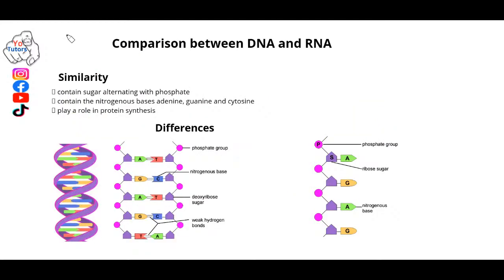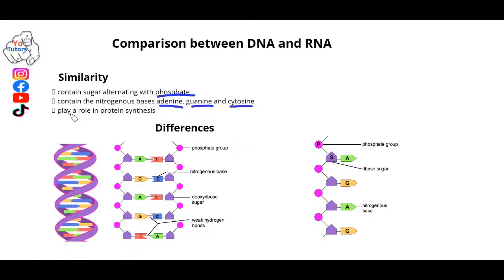two, DNA and RNA. So you find that there are some similarities, because they both contain sugar alternating with the phosphate. So they both contain what's called the phosphate, and also contain nitrogenous bases adenine, guanine, and cytosine. Okay, so these are the common bases that you'll find on both.